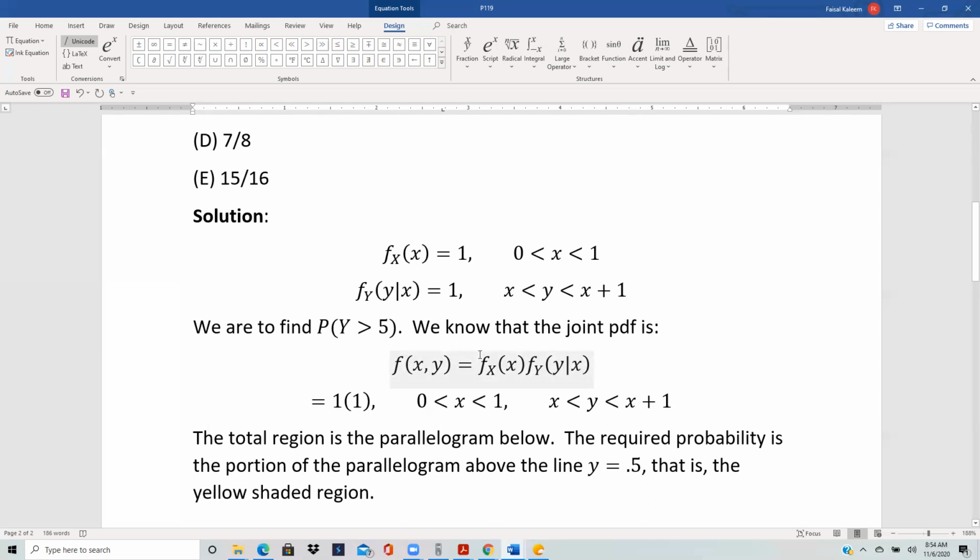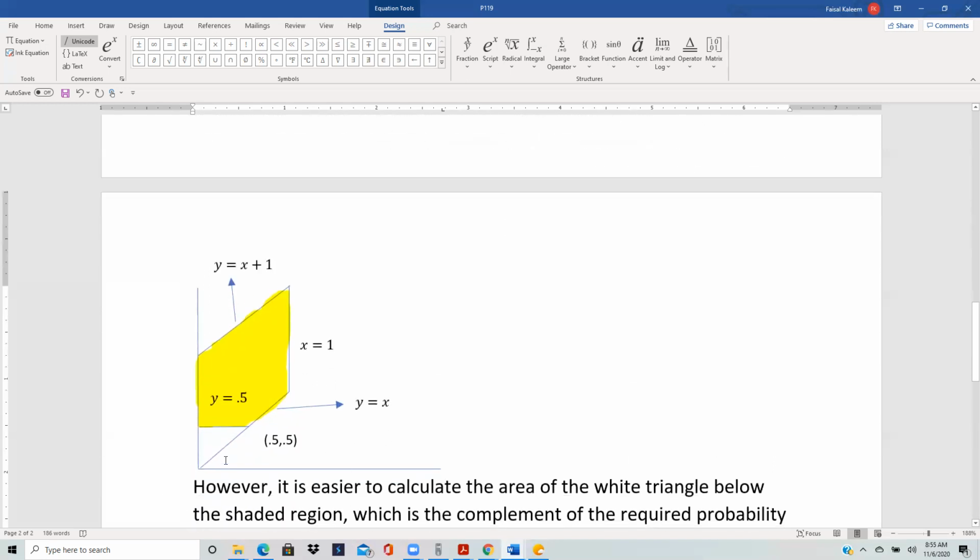Both of these are 1, this marginal density and this conditional density. So the joint PDF would be the product of 1 and 1, and you combine these two conditions: x between 0 and 1 and y between x and x plus 1. Over here, it will be very helpful to just look at the figure and figure out the probabilities. So the total region is y between x and x plus 1. This is the y equals x line, and this is the y equals x plus 1 line. And the total area is the area of the full parallelogram.